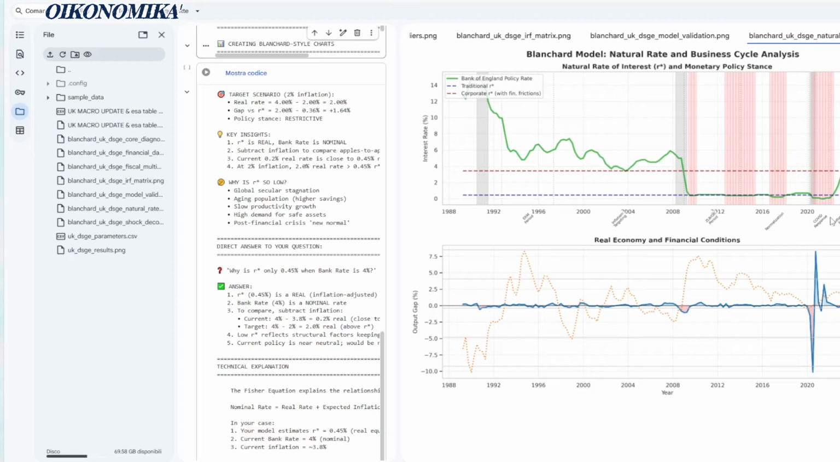Of course, for those who are technicians, researchers or economists, they know that it depends on how you set the parameters. These have been estimated with the most theoretical precision, the nearest to the UK macroeconomic framework. By no means is it perfect. So you see here how corporate R-star is higher with financial friction, but still it's below the bank rate. So it means that there are some margins of improvement.